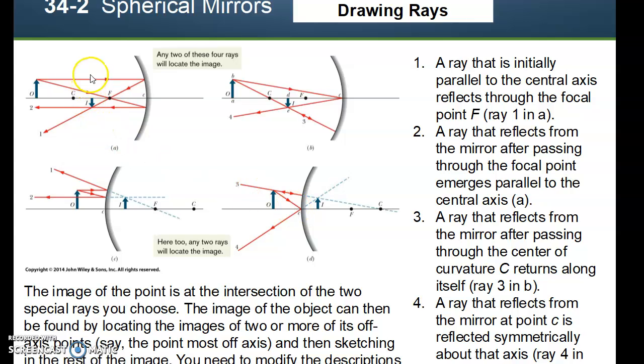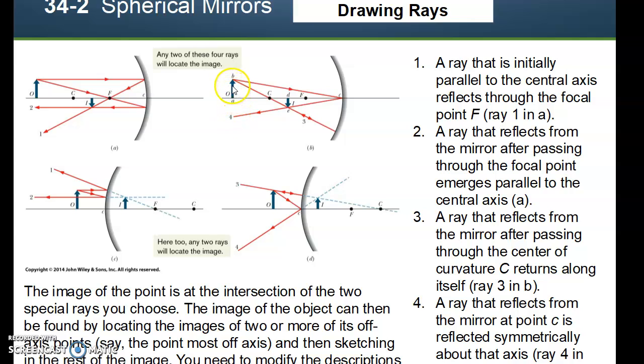Anyway, so we talked about ray number 1, and we talked about ray number 2 that goes through the focal point. Let's now look for conditions ray 3 and 4. Ray 3 is one right here that goes from the top of that object through the center of curvature and hits here, and it's going to come directly back on that same line, right? Reflects, returns along itself.